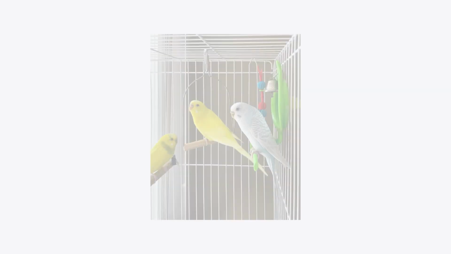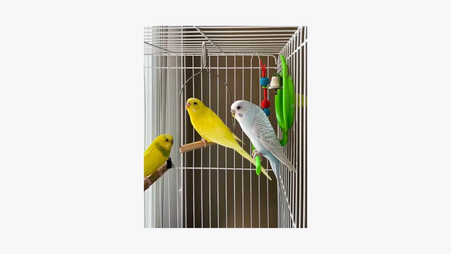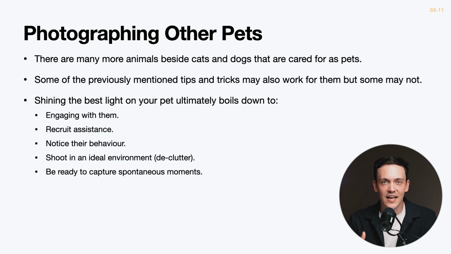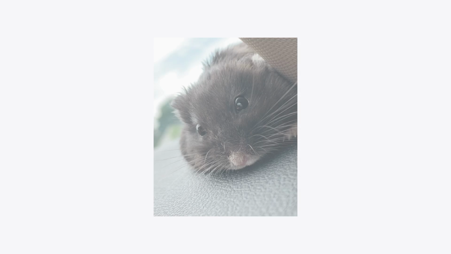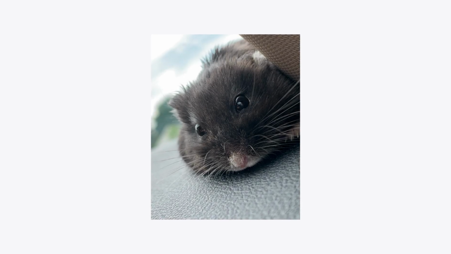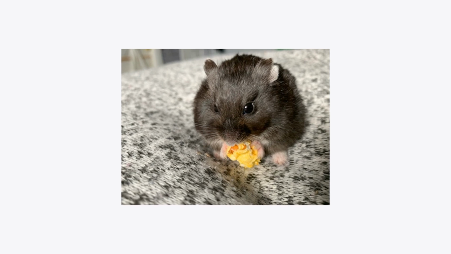There are many other animals besides cats and dogs that are cared for as pets. Some of the previously mentioned tips and tricks may also work for them, but some may not. Shining the best light on your pet, regardless of what type of animal they are, ultimately boils down to engaging with them, recruiting assistance or off-camera help, noticing their behavior, shooting in an ideal environment, decluttering your environment before you start shooting, and being ready to capture those spontaneous moments.